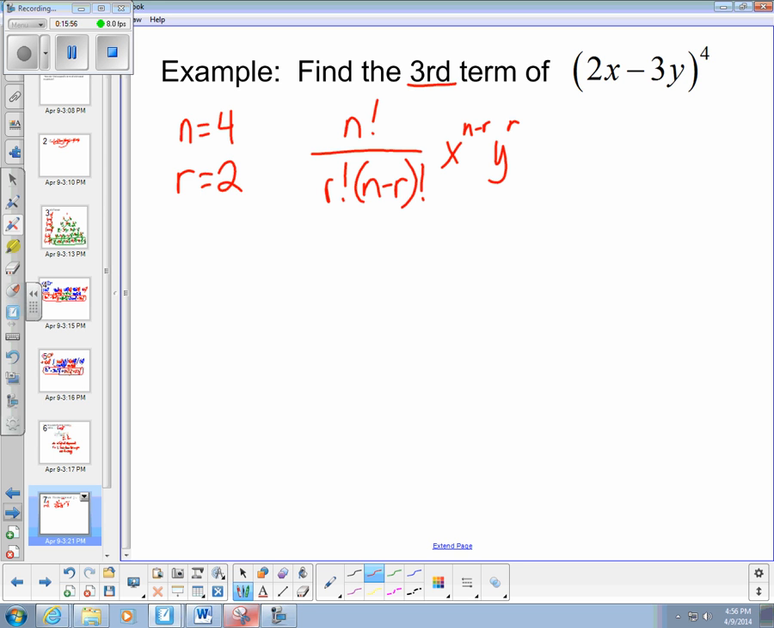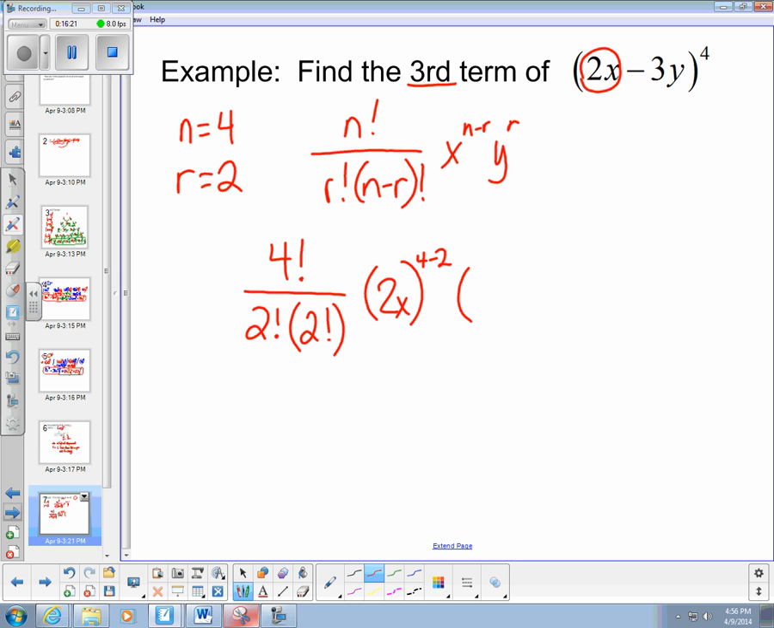Okay, so n factorial would be 4 factorial. r factorial is 2 factorial. And then n minus r, 4 minus 2, would give us another 2 factorial. Okay, x is not really x. x is the first term. So the first term for us was 2x to the n minus r power, which would be 4 minus 2.